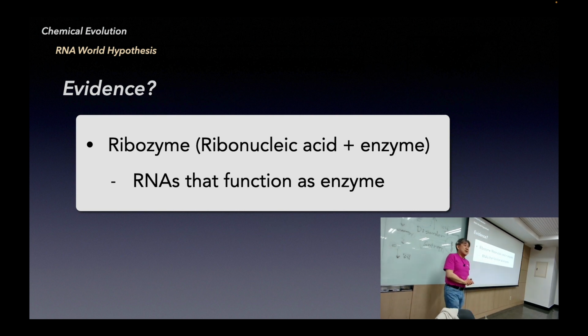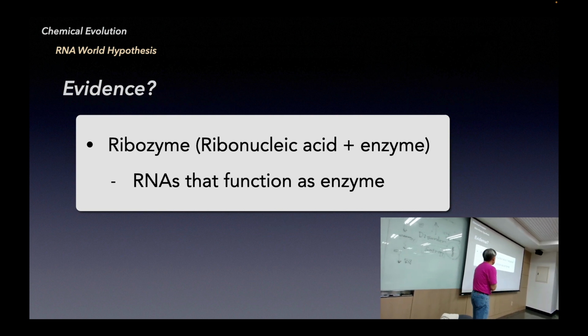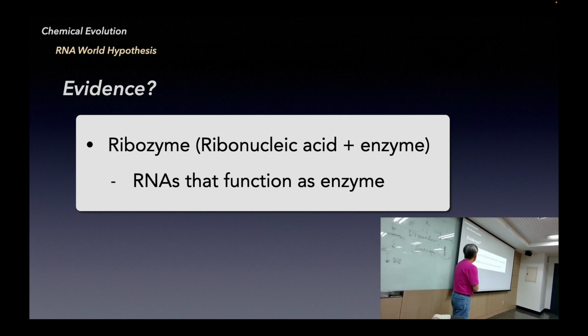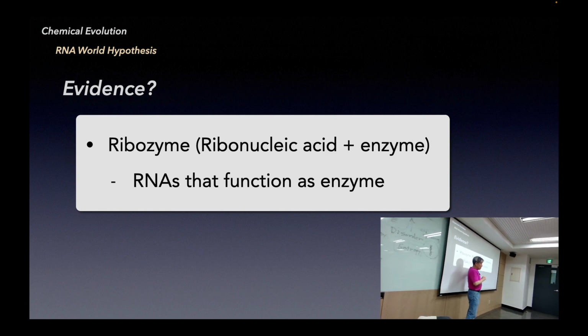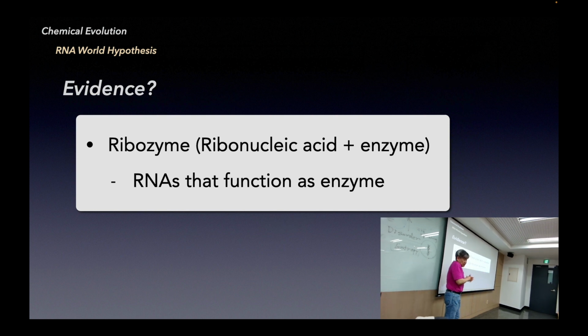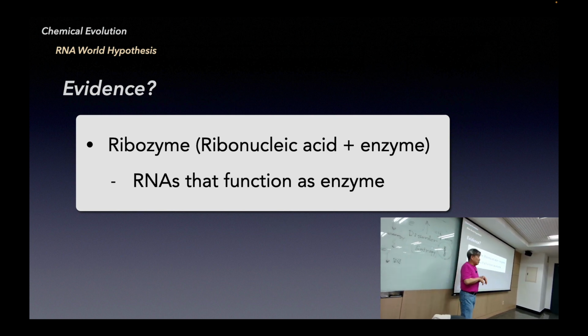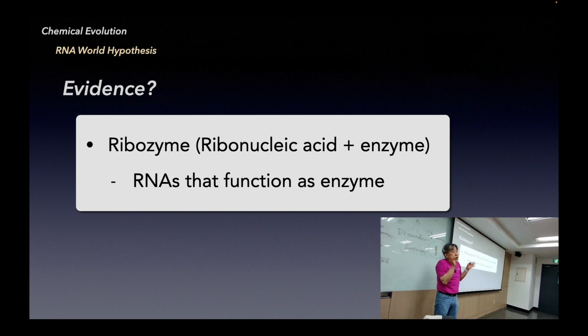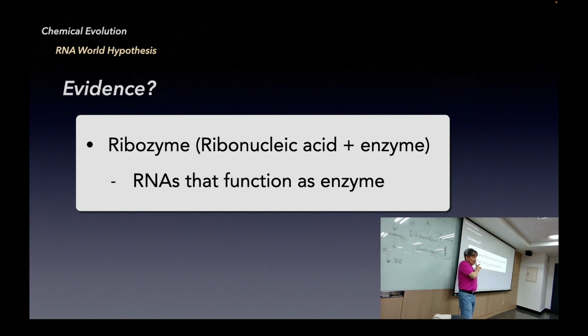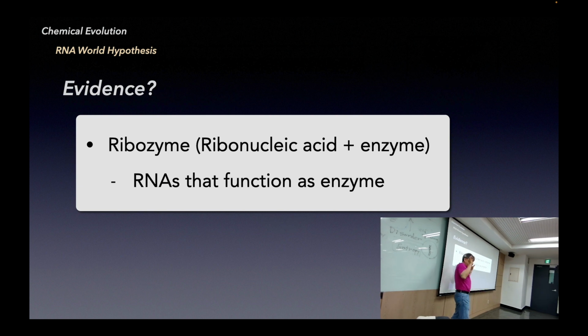In the mid-1980s, some scientists finally found evidence of RNA that can also function as an enzyme. And then they formulated the name ribozyme. It is a combined word of ribonucleic acid, which is RNA, plus enzyme, implying RNA that functions as an enzyme. In other words, ribozymes are RNAs, but instead of playing the conventional role of RNA as a simple copy of DNA, ribozymes actually act as enzymes in the cell.